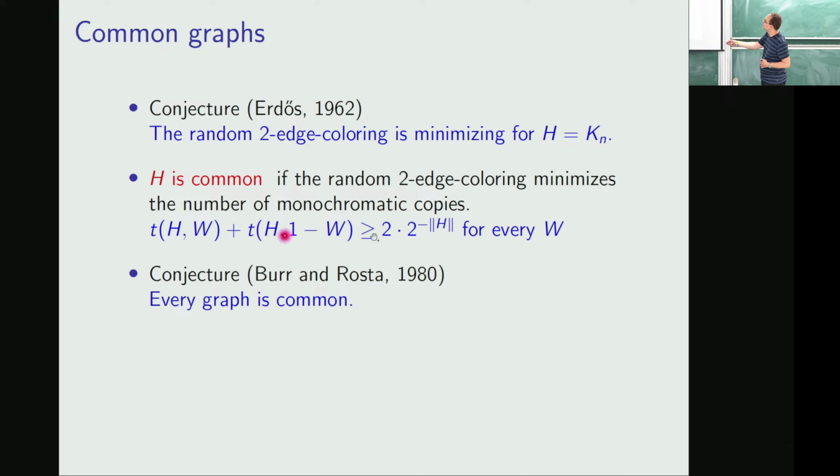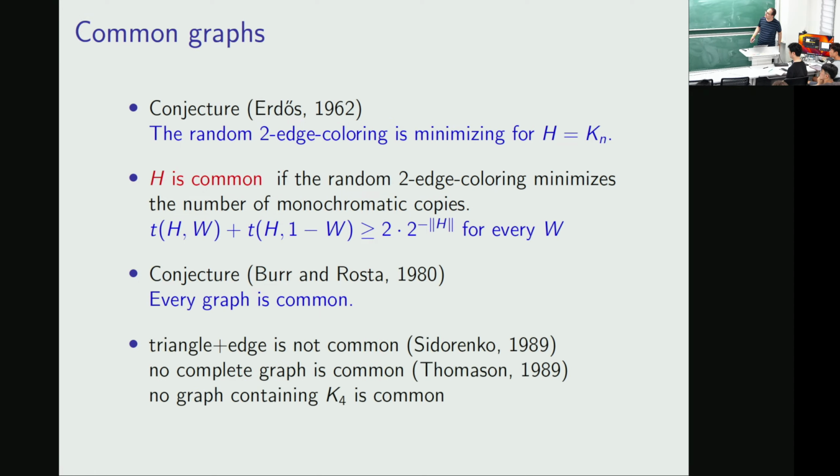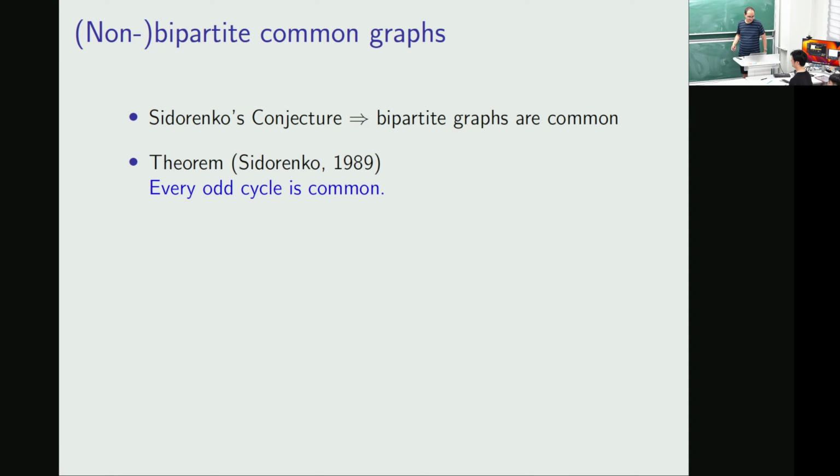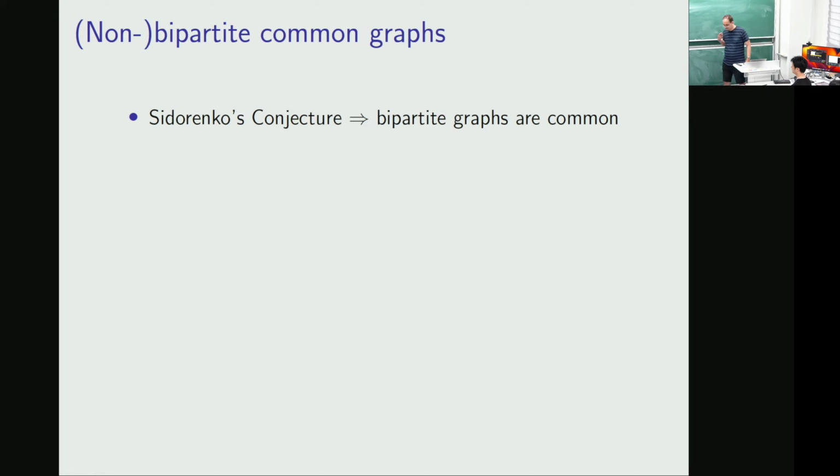So basically, if H satisfies Sidorenko, then this is at least the density of W to the power of the number of edges, and this is at least the density of 1 minus W to the power of the number of edges, and this will be minimized if both have the same density. Okay. So it makes sense in a certain way, unless one wants to prove Sidorenko's conjecture, to look at non-bipartite graphs.